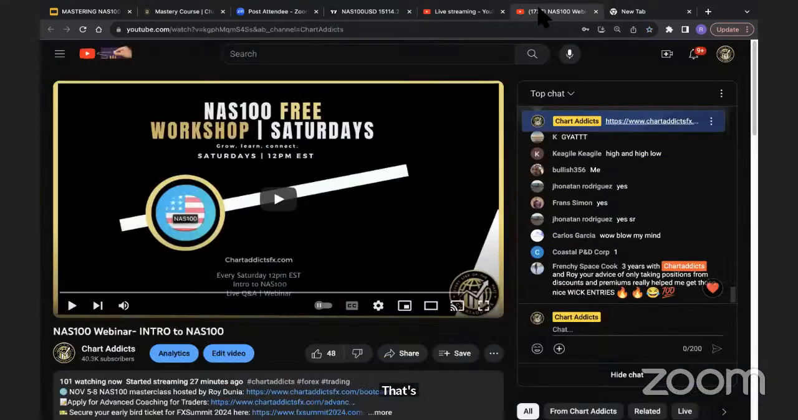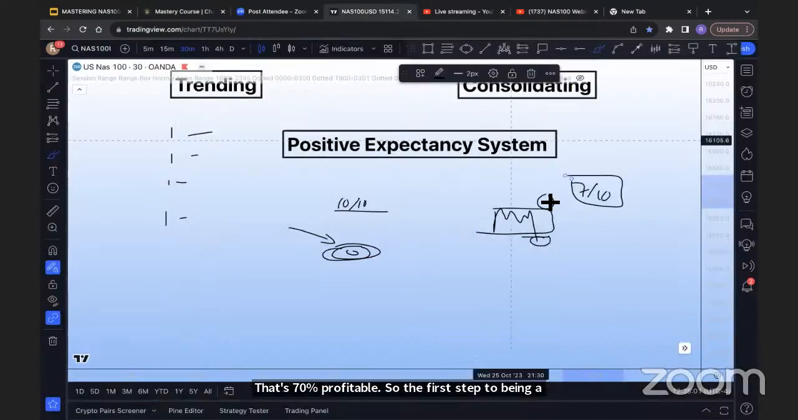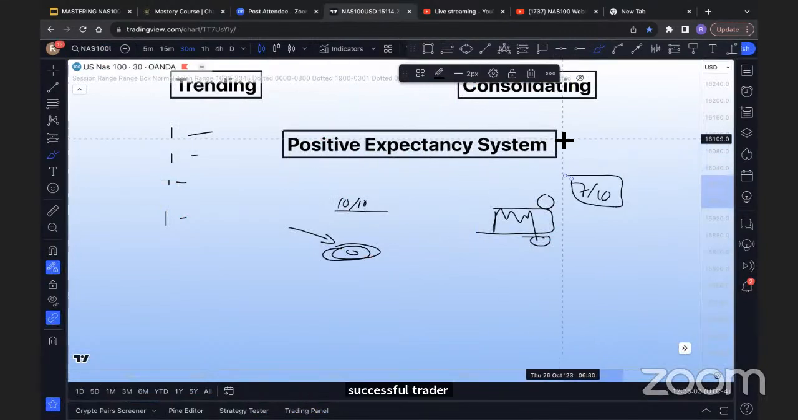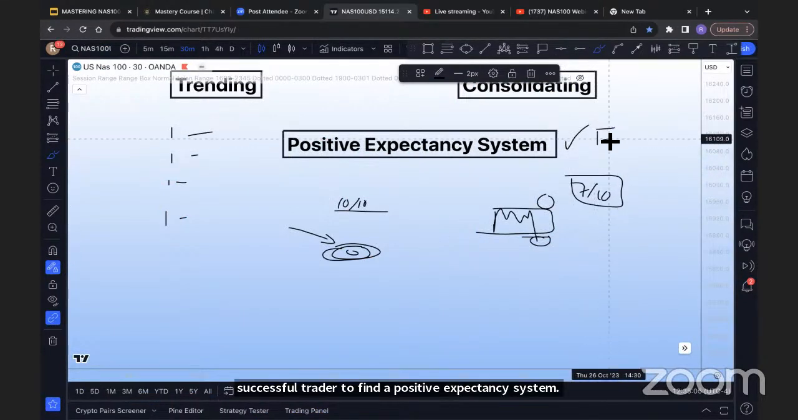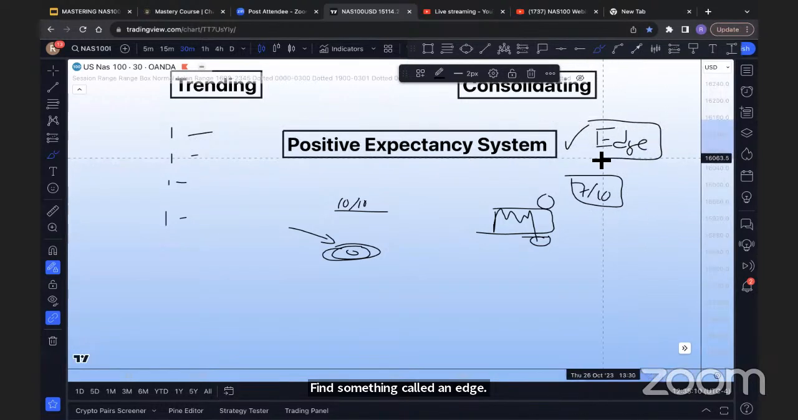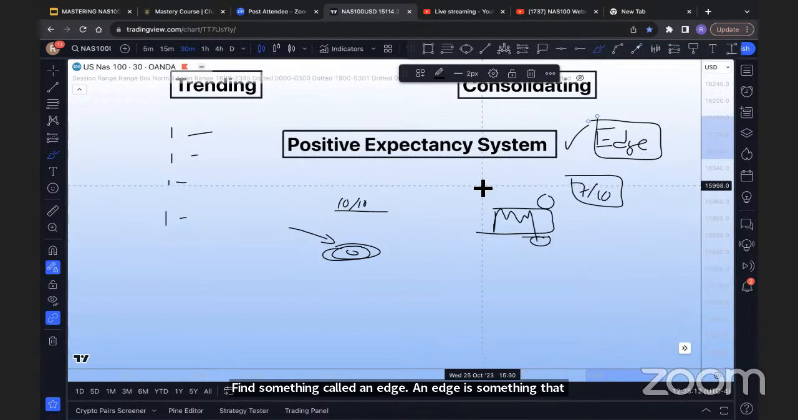So the first step to being a successful trader is to find a positive expectancy system. Find something called an edge. An edge is something that gives you a better than luck chance at being successful. When you flip a coin, if you don't have a specific strategy of flipping the coin so it lands a certain way and you're just relying on luck, then you're going to have a 50-50 chance. You don't really have an edge.